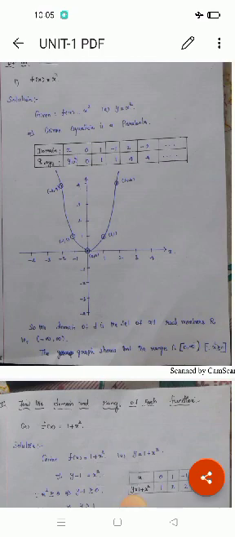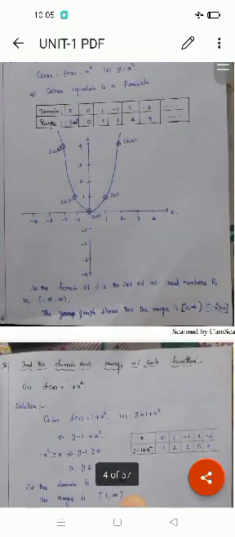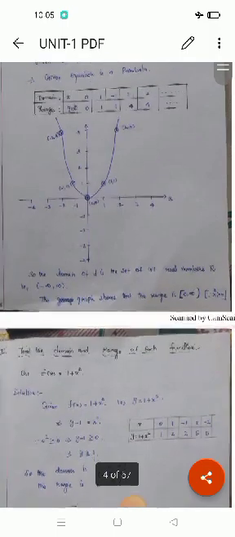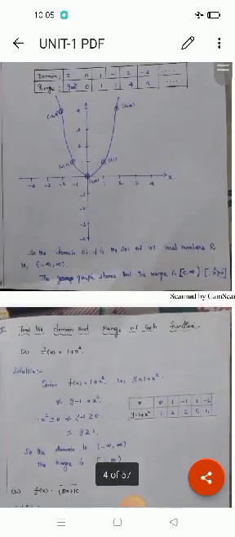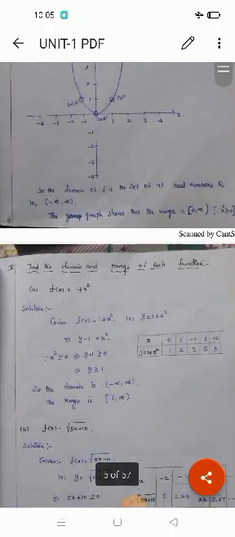Is it clear? So we will find what x and y are, and by using this x and y, we can draw a graph. So we can write the conclusion. Domain, range. Domain is nothing but the x value. Range is nothing but the y value. And we can plot a graph. This is the first problem.